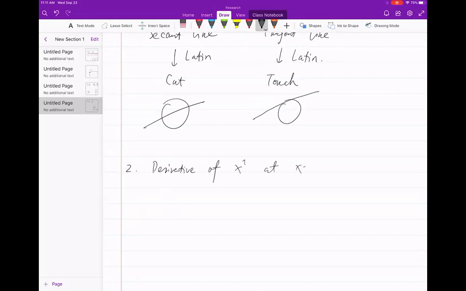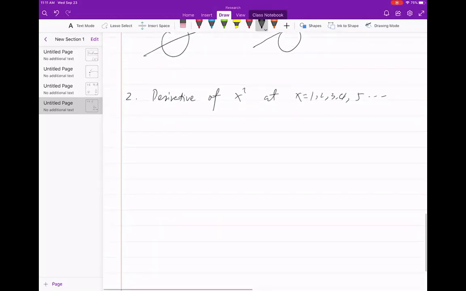At x equal to 1, 2, 3, 4, 5, 6, and so on. The same function everywhere. Then we realized we really don't want to do the same process for 5, 6, 7 times. Instead, we do it for 1 time. We call it the derivative function.